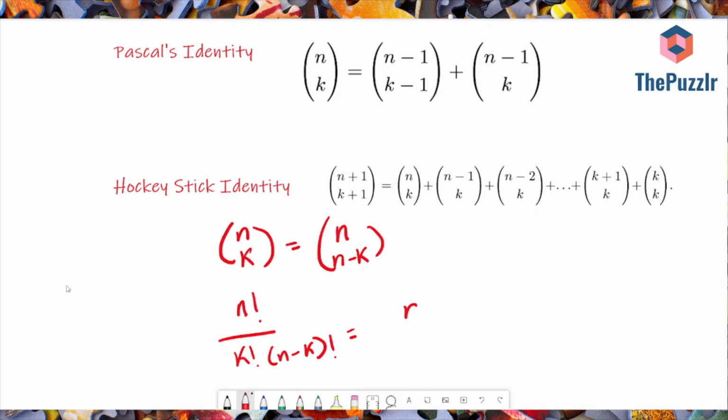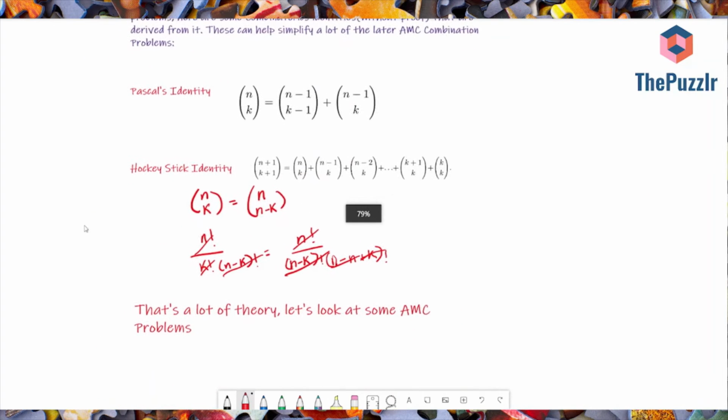And this is equal to n factorial over n minus k factorial times n minus n plus k factorial. And this is just k factorial. So then n factorial on both sides, k factorial on both sides, and n minus k factorial on both sides. So they're the same. So that's the proof for that.